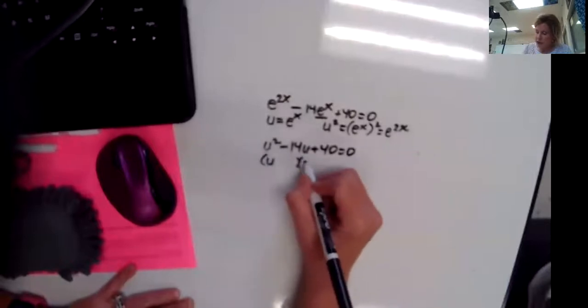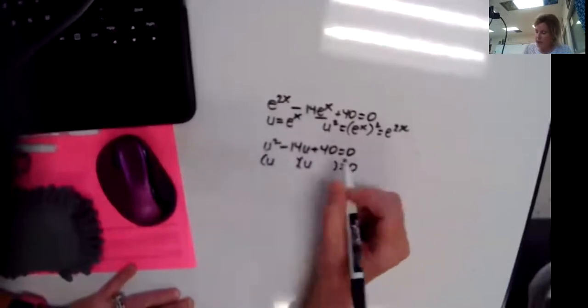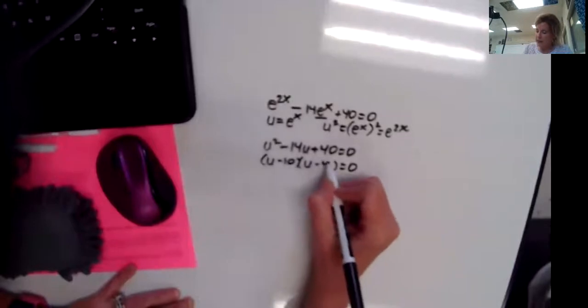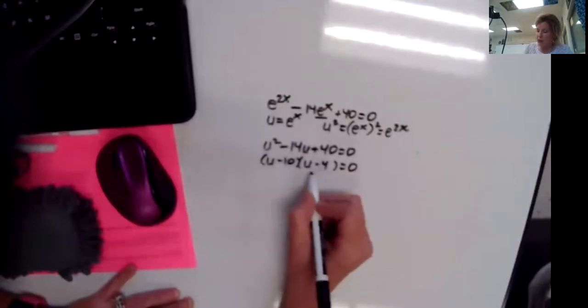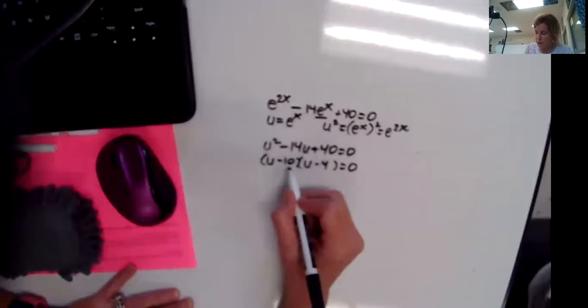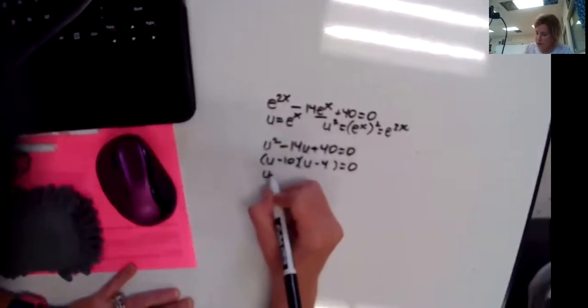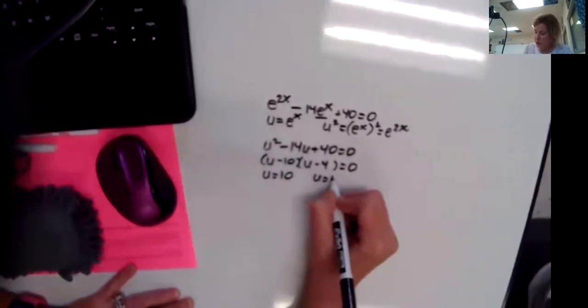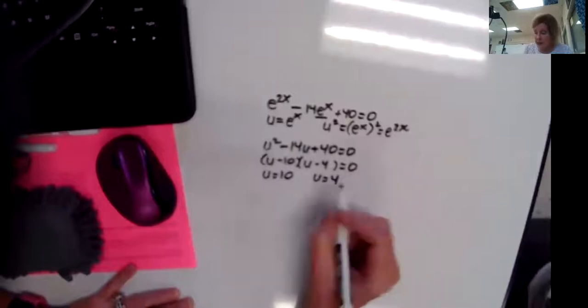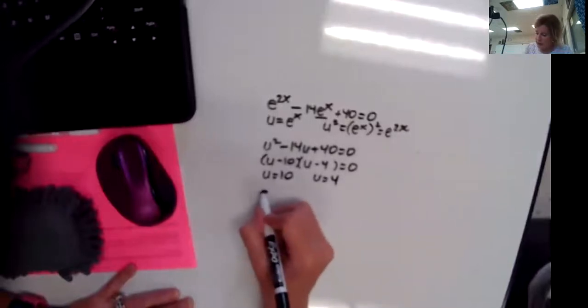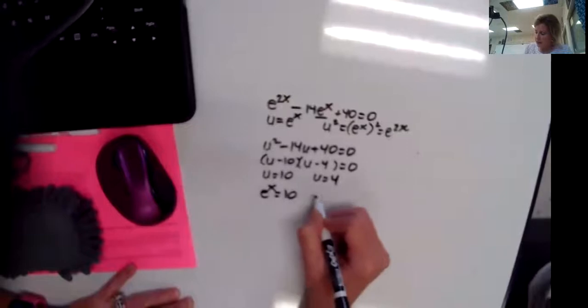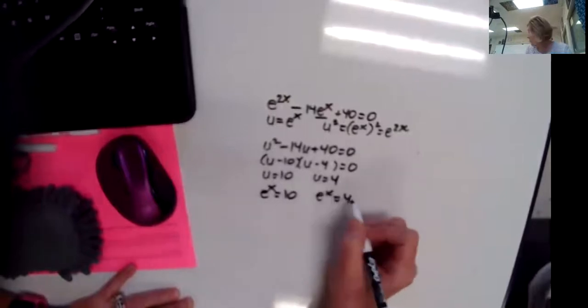This factors using good old AC method. And I'm thinking it's minus 10, minus 4, so u squared minus 4u minus 10u is minus 14u, plus 40. U equals 10, u equals 4. Going back to my exponential, I've got e to the x equals 10, e to the x equals 4.